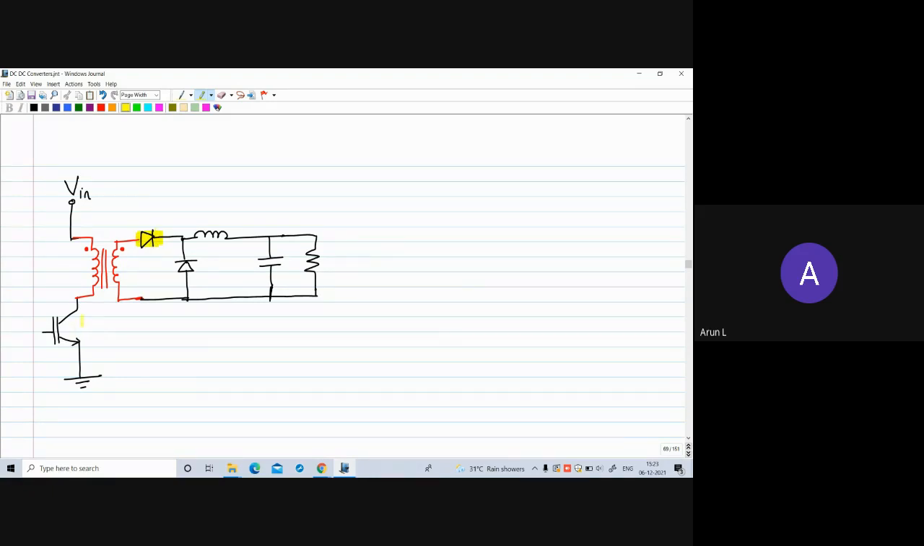The moment you open the switch S, the lower terminal will become positive and the upper terminal will become negative. But due to the presence of this diode, now the path will be open. This circuit will not close, and this voltage is not forced to zero. So still there is no path for the current to flow. We have avoided short circuiting this winding, but still there is no current path for the current to flow and reset the flux.